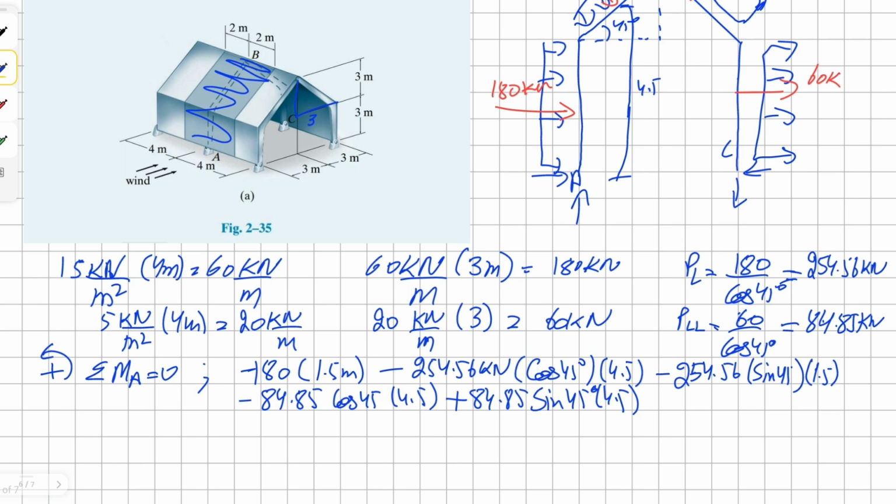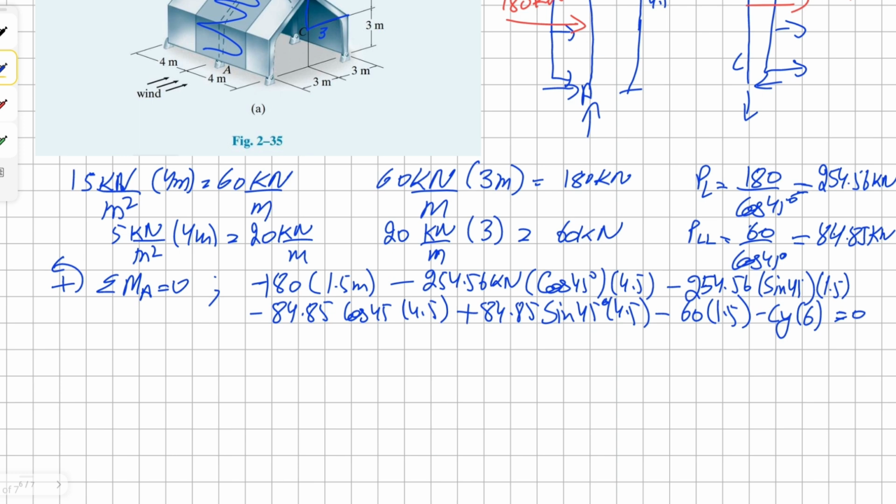Then our wall is going to be 60 times 1.5, and then our Cy is going to be negative 6 times Cy, which equals 0, and Cx is 0 because it's at the same level as the point in terms of the y-axis, my bad. Okay, so let's solve this real quick. Solving this, we get negative 240 kilonewtons for Cy.